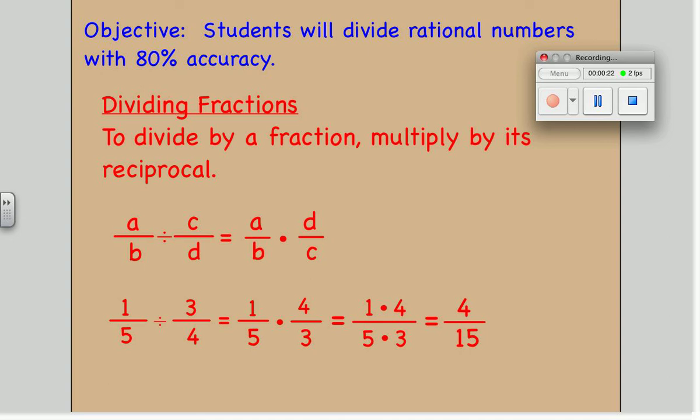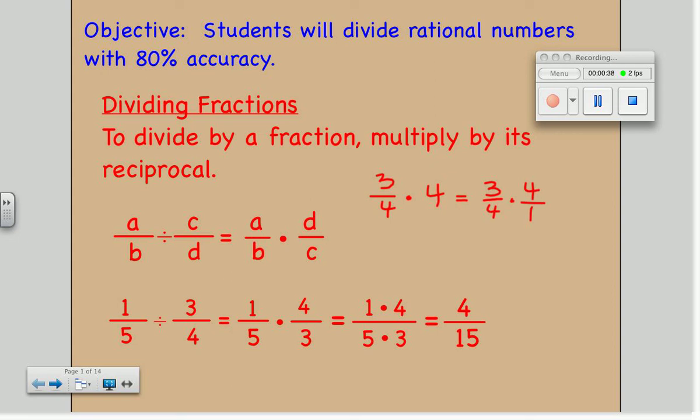So let's say I had 3/4 times 4, the whole number, right? What we would do then is change the number 4 to a fraction, 4/1, and then multiply. 3 times 4 is 12, 4 times 1 is 4, and 12 divided by 4 is 3, so the answer is 3, right? Now, let's look at the division of this, okay?